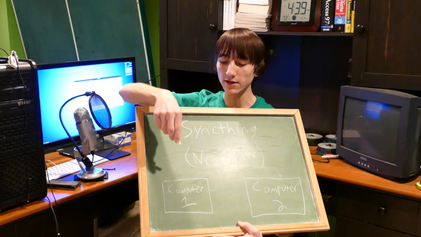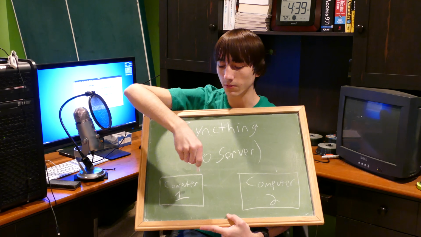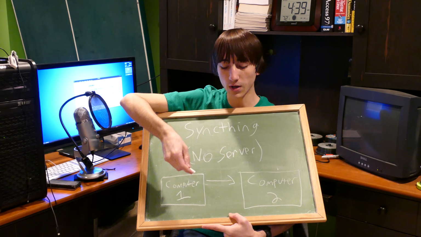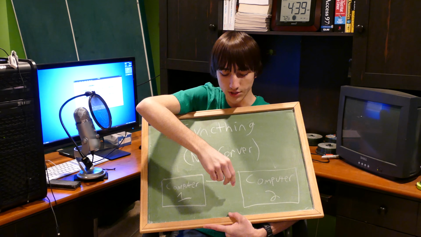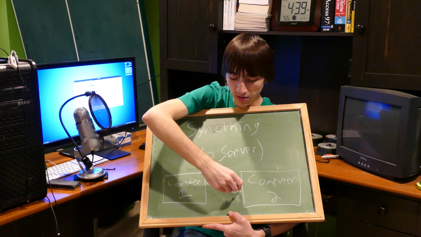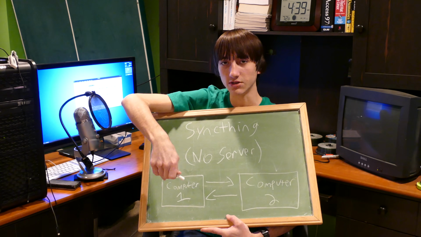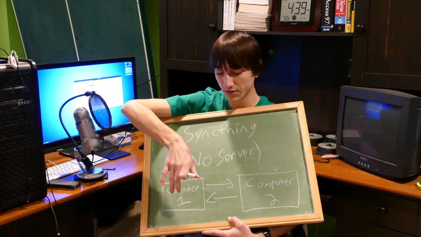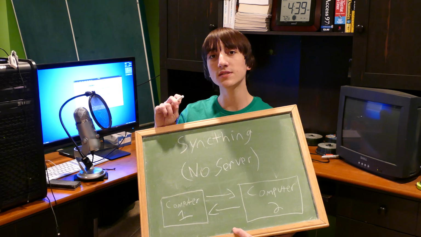So how do your files get from computer 1 to computer 2? Well, they just get sent directly from computer 1 to computer 2, and then also if you make a change on computer 2, it's sent back to computer 1. You don't have a third party in the mix, it's just going directly from computer to computer. Now that does have some downsides.